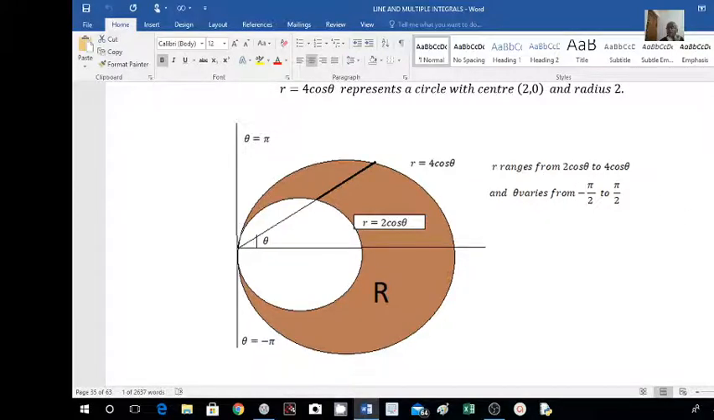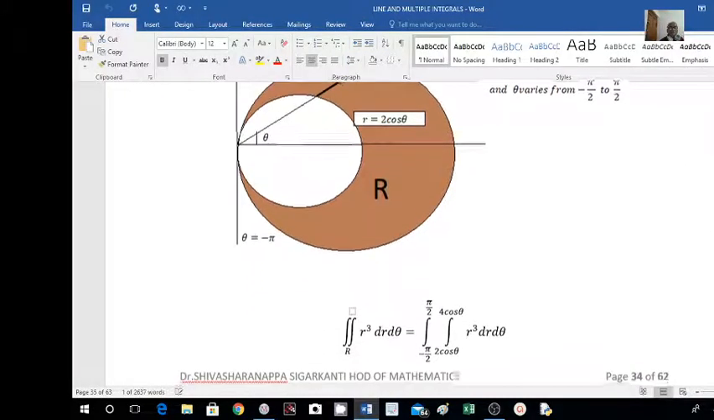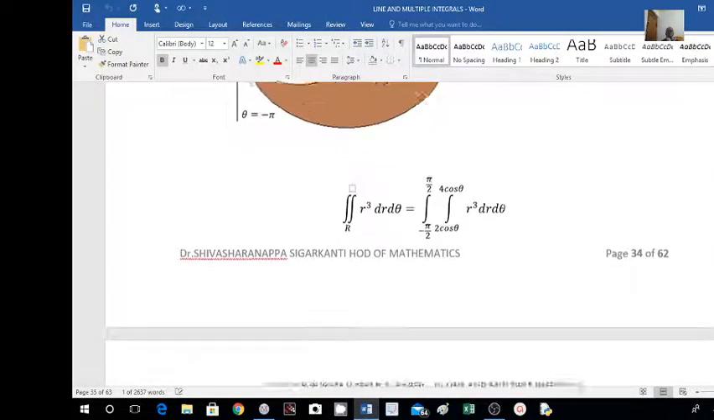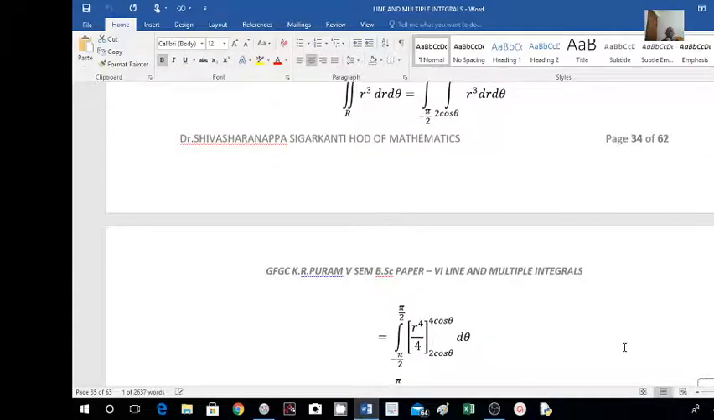Right? Now if I write the integral, double integral of R cube dr d theta. Theta ranges from minus pi by 2 to plus pi by 2, and R ranges from 2 cos theta to 4 cos theta. First I will integrate with respect to R. R cube integration is R to the power of 4 by 4, between 2 cos theta and 4 cos theta.